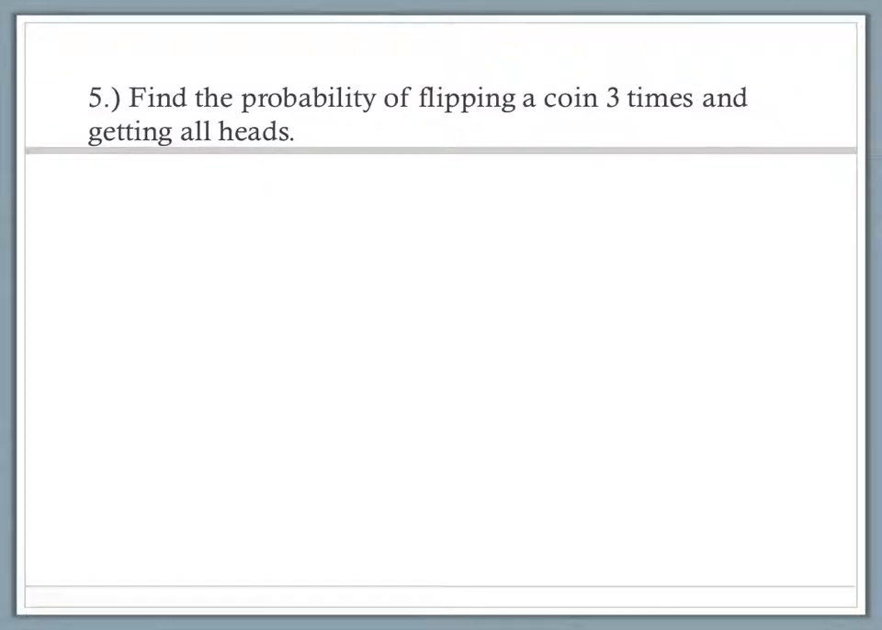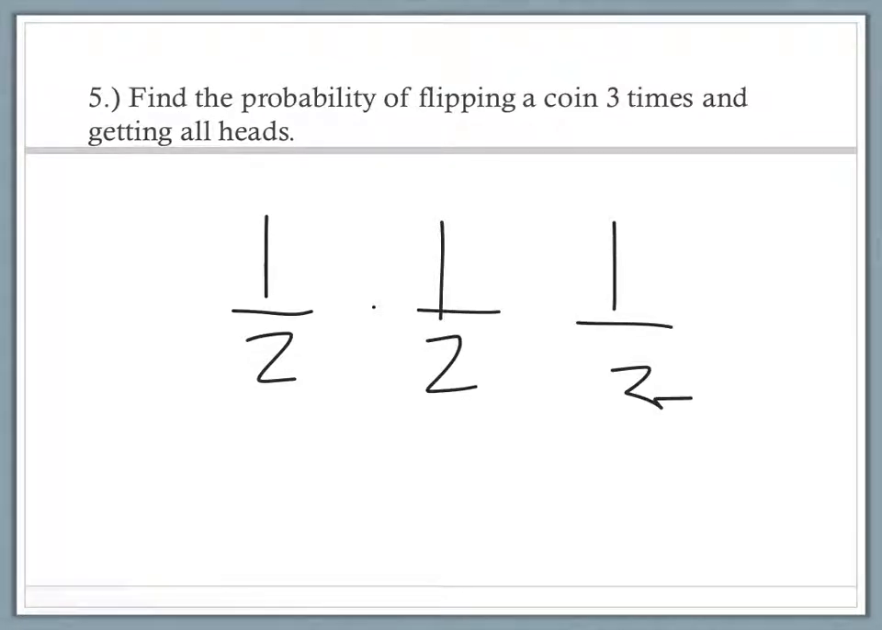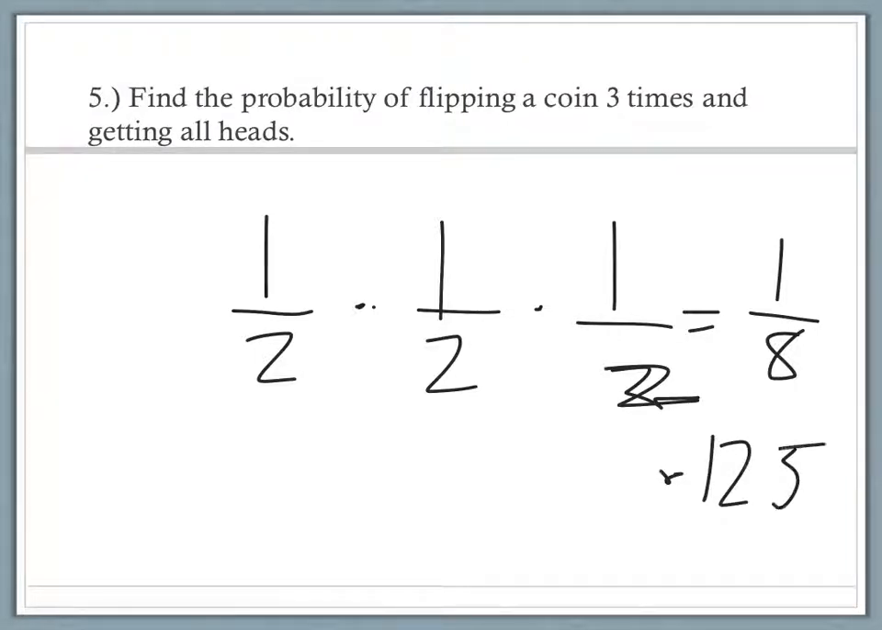Now find the probability of flipping a coin 3 times and getting all heads. So we want a heads, and then another heads, and then another heads. So it would be 1/2 times 1/2 times 1/2. We have 3 probabilities, and we want all 3 of them, one after another. So we multiply: 1, 2 times 2 is 4, times 2 again is 8. So 1/8, which is 0.125. You can either do 1/8 or 0.125. I'll take either of those.